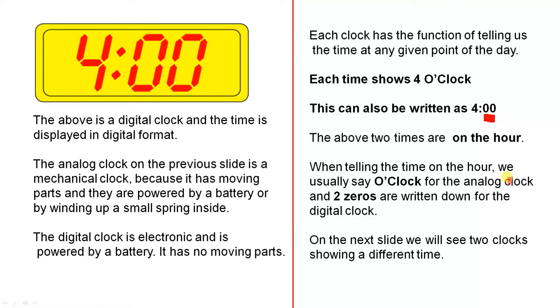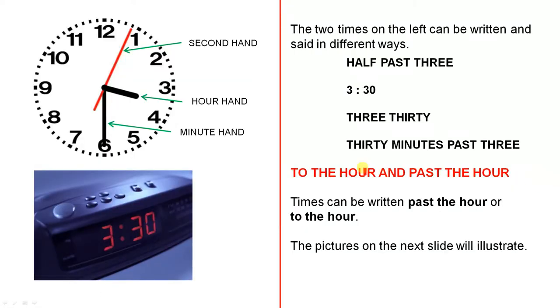On the next slide we will see two clocks showing a different time. So here we have the second hand, the hour hand, and the minute hand. That's very normal in a typical wall clock, and many wristwatches have that too. The two times on the left can be written and said in different ways.